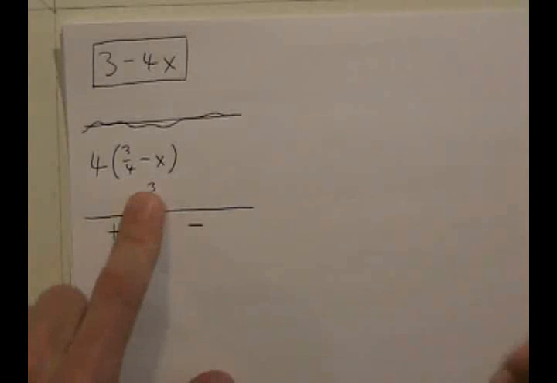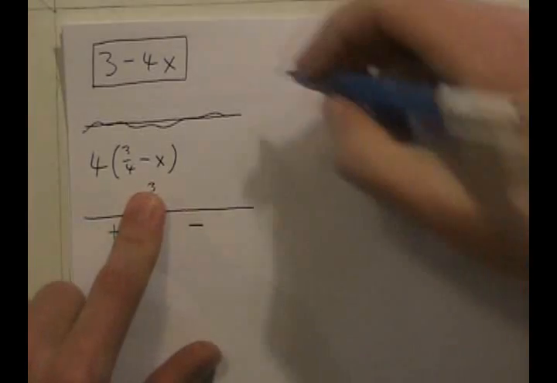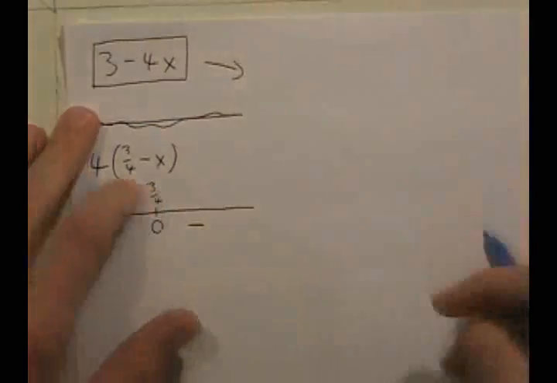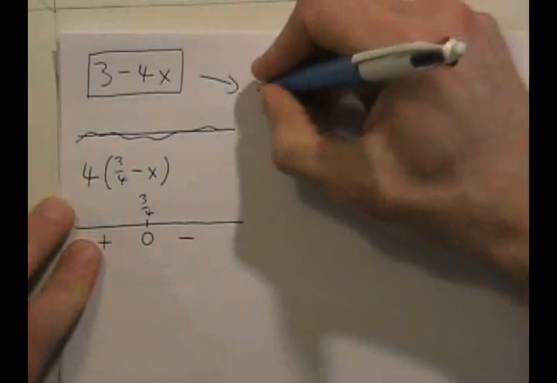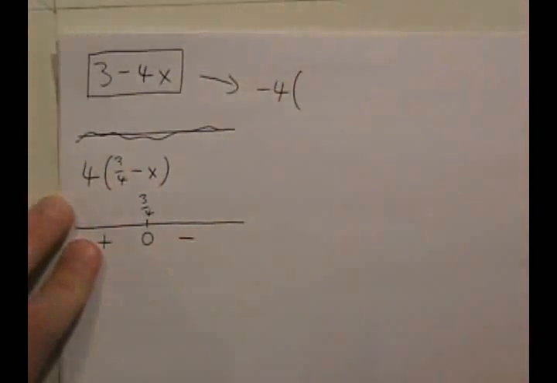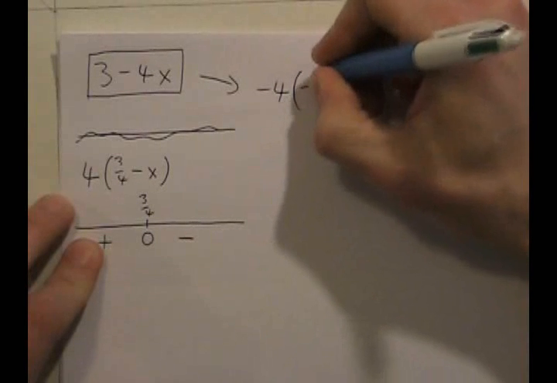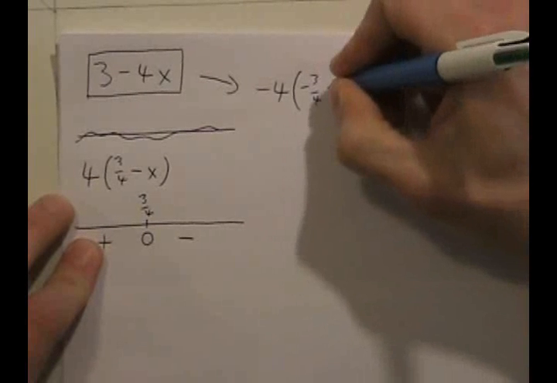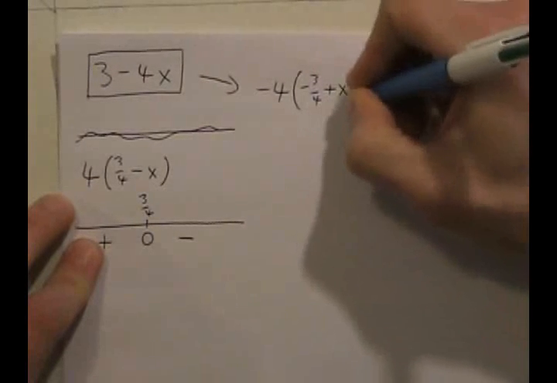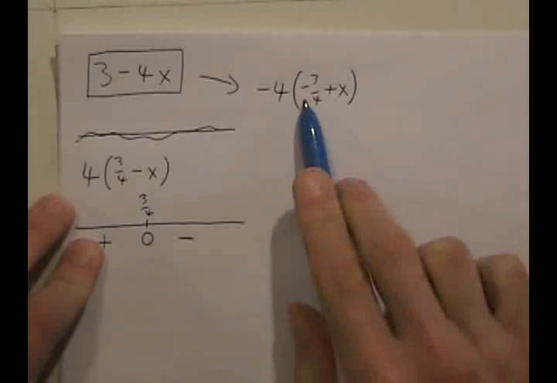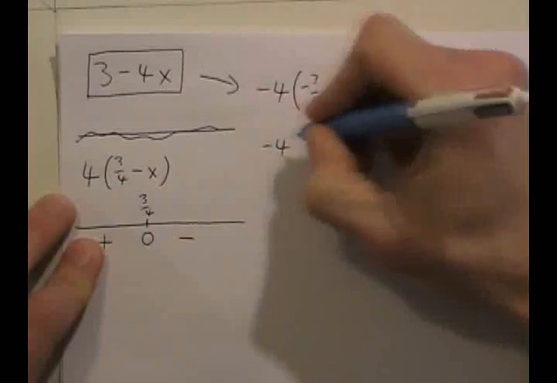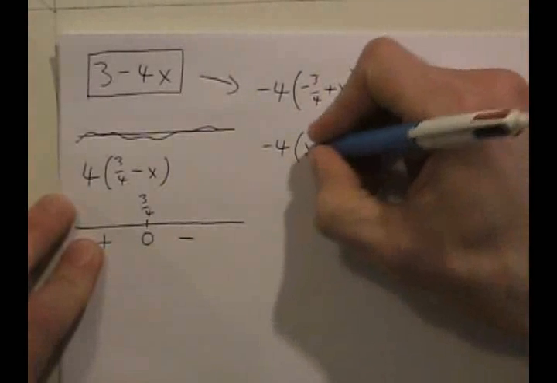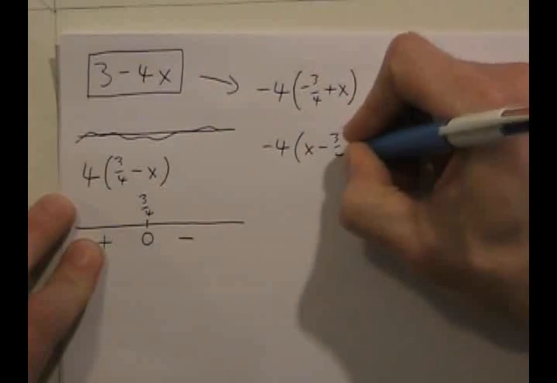Now that's if I factored out a positive 4. An alternate version of this is if I factor out a negative 4. And just to see how this works, if I went to negative 4, what would the interior expression look like? Well, it would be minus 3/4, say, plus x. Now, I don't really like how that looks, because I don't like having a negative number out in front here. So let me just switch that up, and I'll say minus 4 times the quantity x minus 3/4.